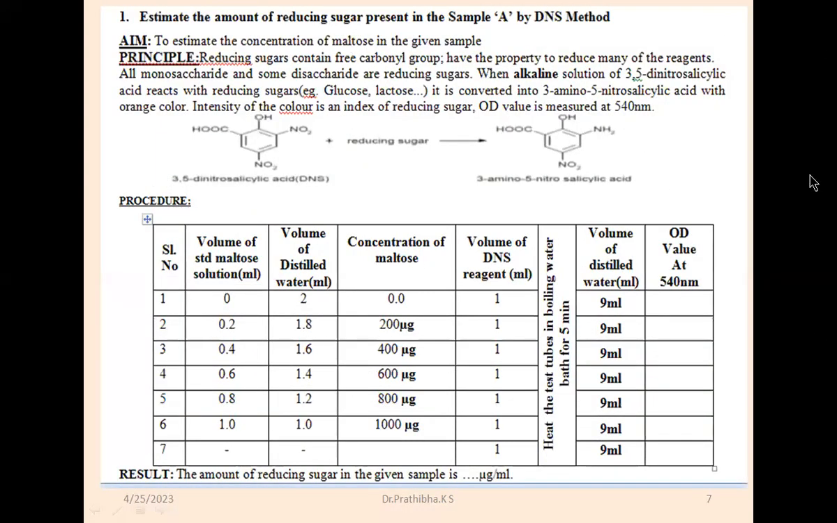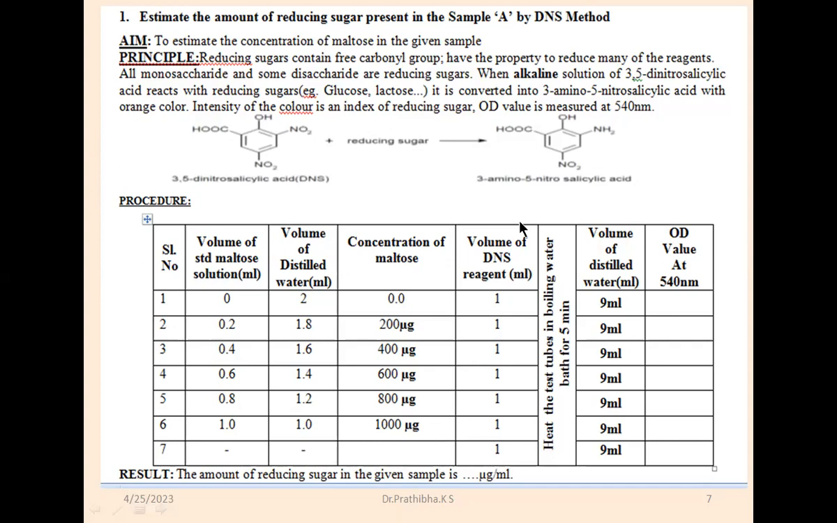Next one here: estimate the amount of reducing sugar present in the given sample A by the DNS method. First you need to write the aim, then write the principle, and write the reaction. Then this is the tabular column. First, the volume of maltose solution we have taken, where this maltose is prepared using a standard volumetric flask. Then distilled water you need to make up. Then the concentration of maltose goes like this: 200 microgram, 400 microgram, 600, 800 and 1000 microgram. Then the volume of DNS in all the test tubes is 1 ml. The last one is the unknown.